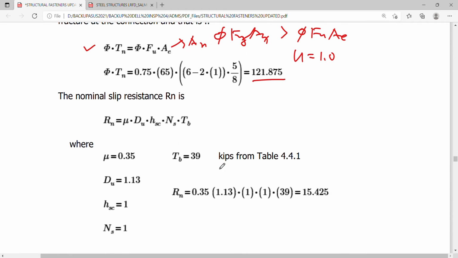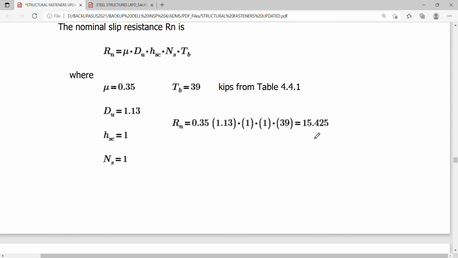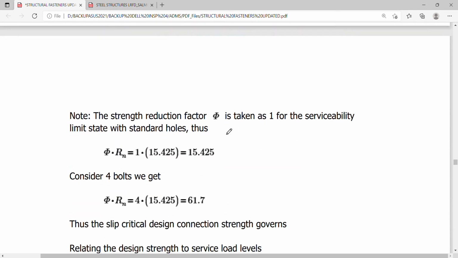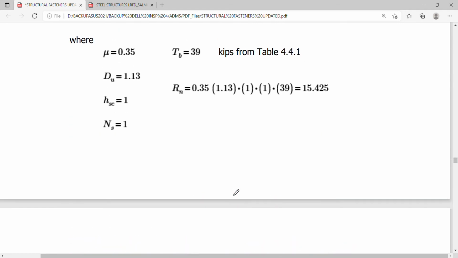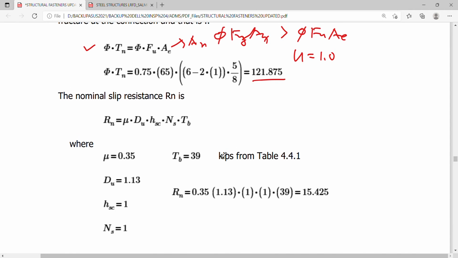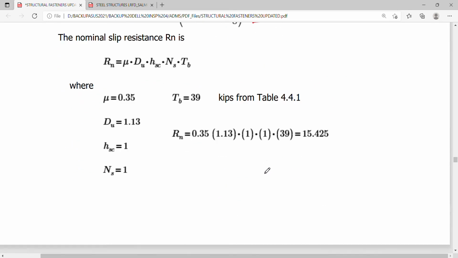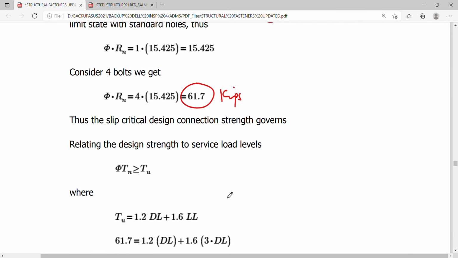So computing it, Rn now becomes 15.425, and multiplying by the reduction factor φ, which is always taken as 1 for serviceability issues. So this is now 15.425, and considering 4 bolts, we get 61.5. Of course, this is in kips, and if we compare it with the φTn here, this 121.875, the slip critical design governs the connection, therefore.